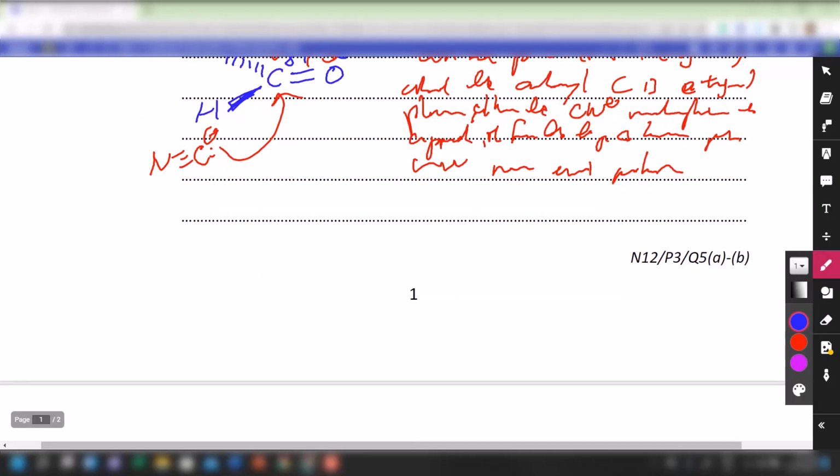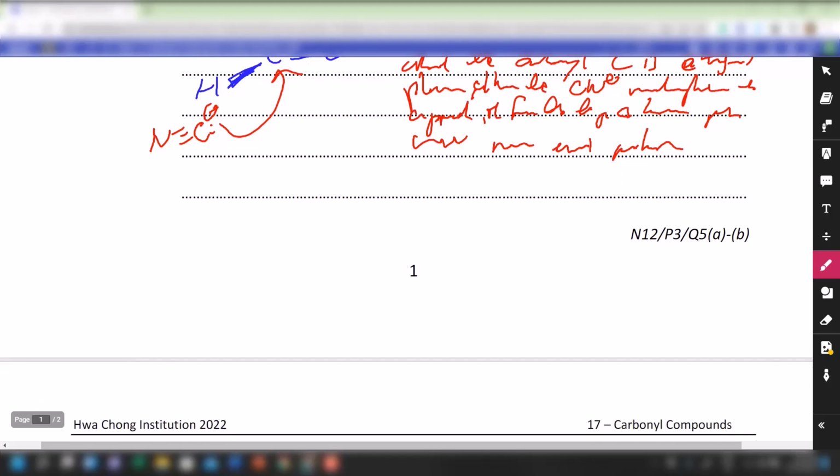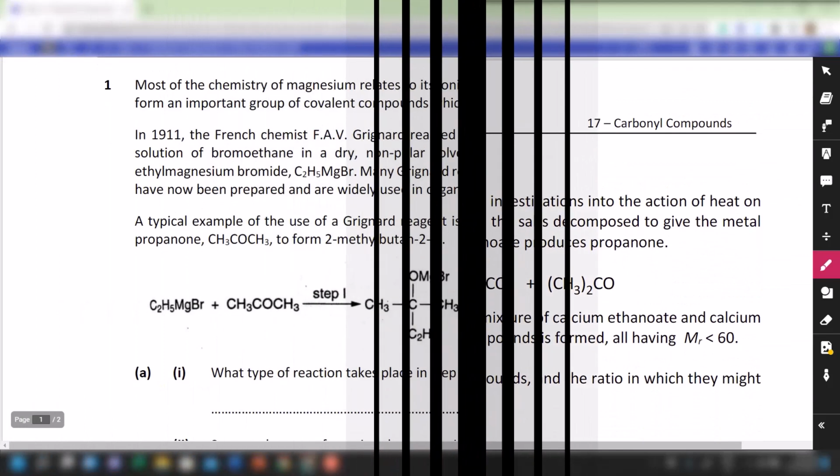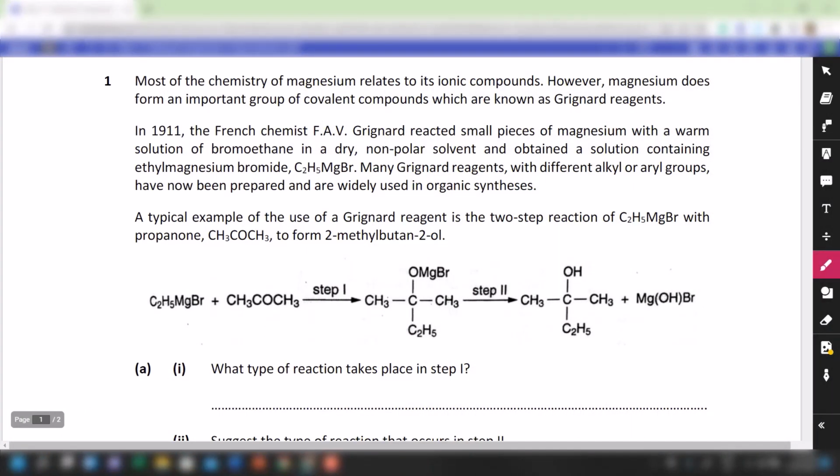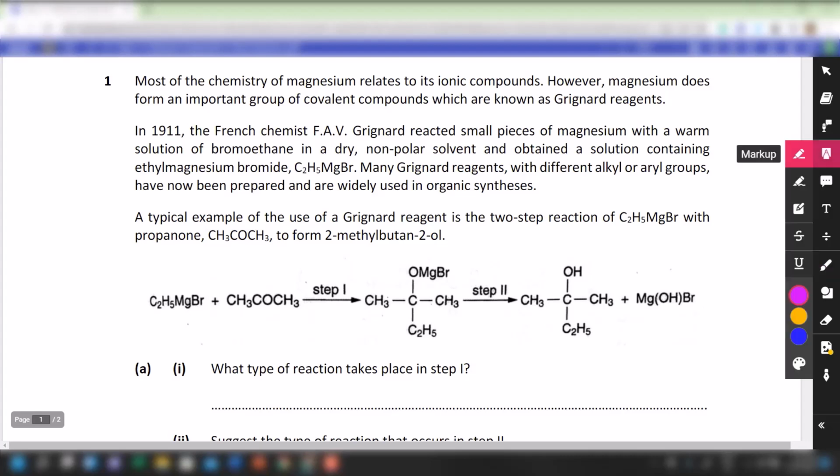Most of the things you probably need to know here come directly from the lecture notes. So this represents some of the basic concepts you need to be aware of when you are dealing with this topic. If you look at question 1, it's related to the chemistry of magnesium, and we know that most of the chemistry we are aware of is its ionic compounds, but magnesium forms a special and also important group of compounds known as Grignard reagents.